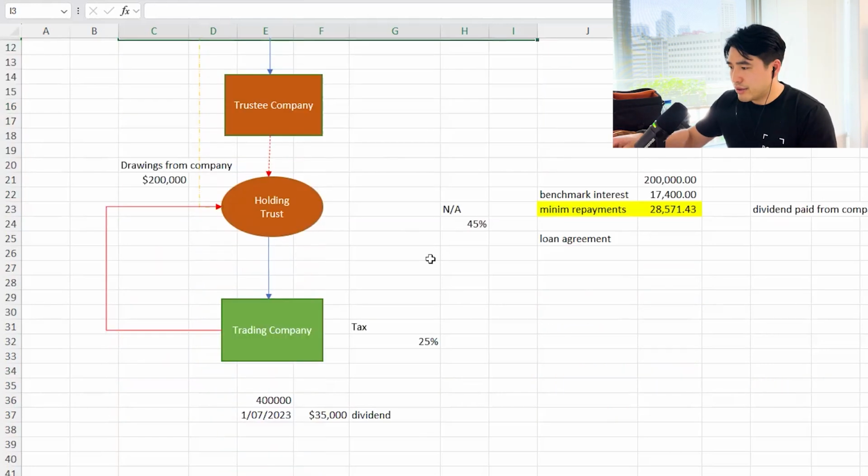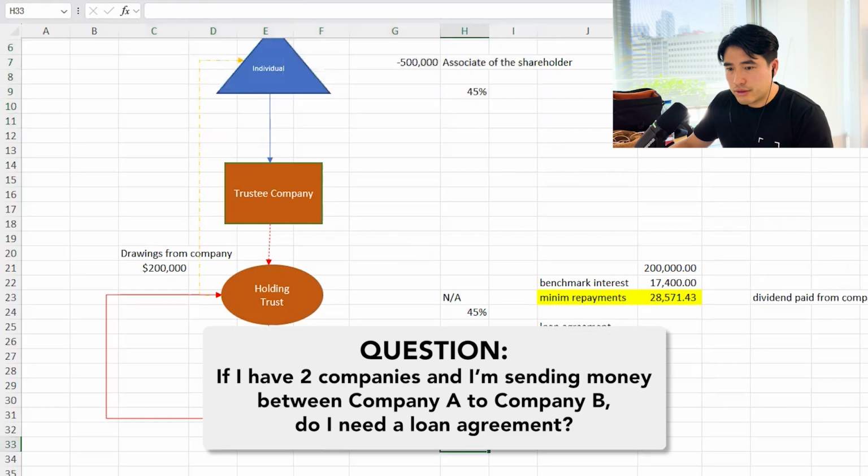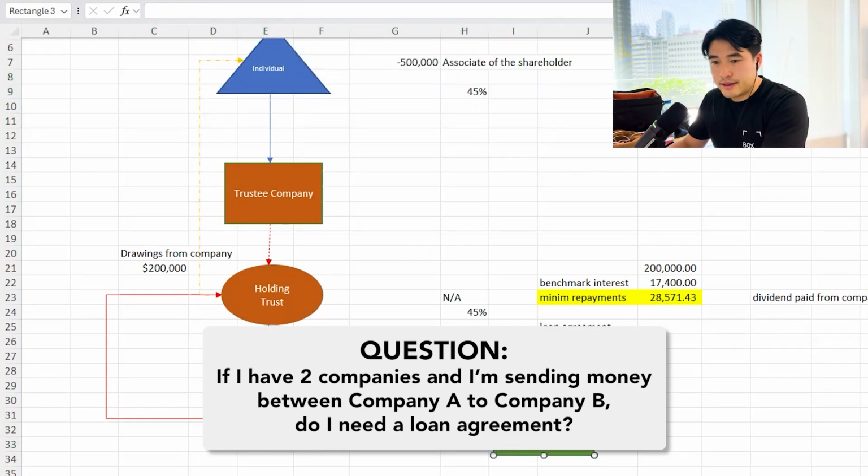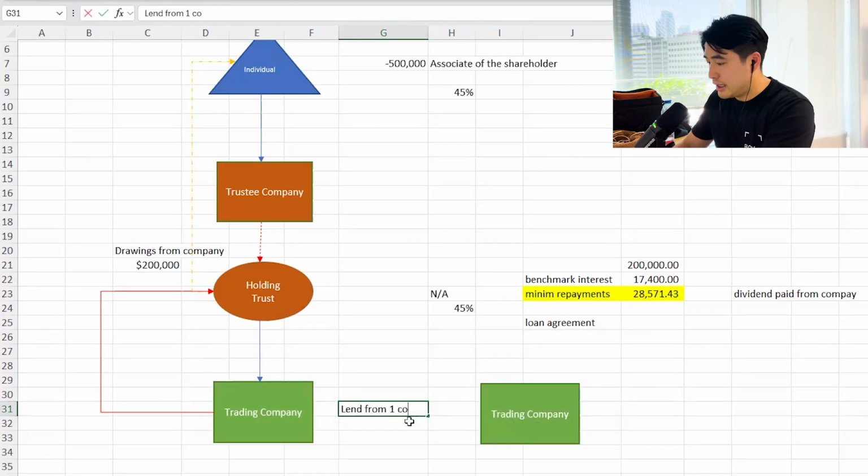Okay. And what was your second question? Yeah, the movement between two companies, I'm lending money from one of my companies to another and returning it back. Okay. So movement between two companies, when you lend money from one company to another, no Division 7A problems.